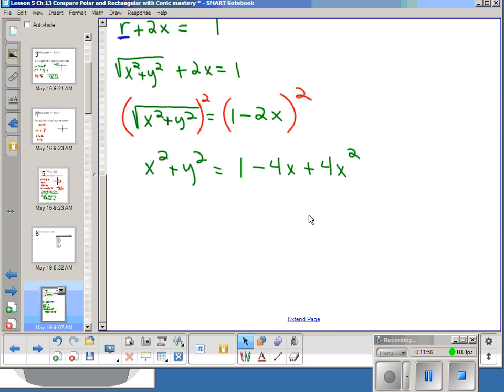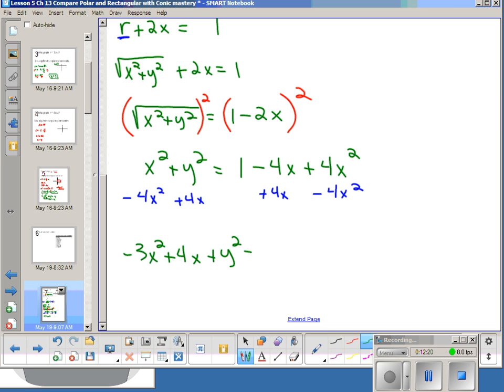X squared and y squared have different coefficients, but both positive, that's my ellipse. And if one is positive and one is negative, that's going to be my hyperbola. And indeed, I'm going to subtract my 4x squared, and I can again add my 4x. And this side becomes negative 3x squared plus 4x plus y squared equals 1, which is indeed a hyperbola. I have a negative coefficient on my x squared, and I have a positive coefficient on my y squared.